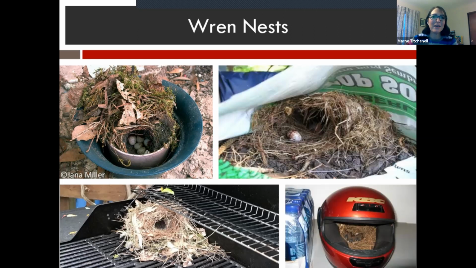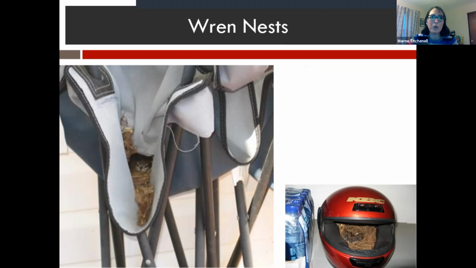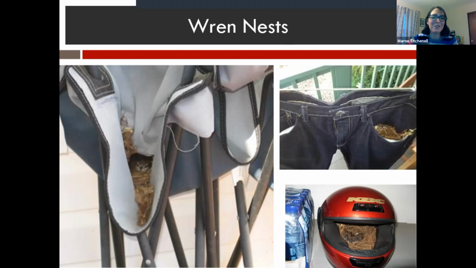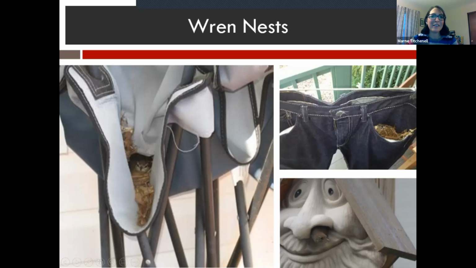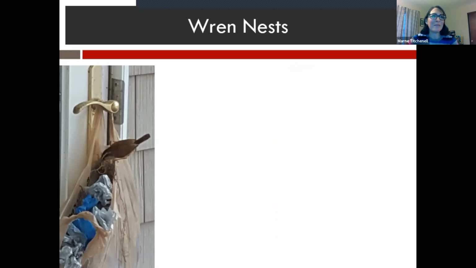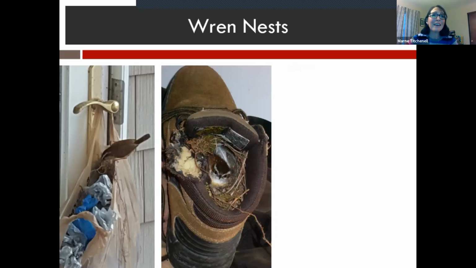There's a nest in a helmet, and sometimes they will sneak into garages and nest in a helmet or an old pair of boots. Here they are in a folded up patio chair. Lots of pictures of clothes that are left on the line for too long, and you see nests being built inside the pockets. That's, I think, an interesting birdhouse, and plastic bags. And then they really do like boots.